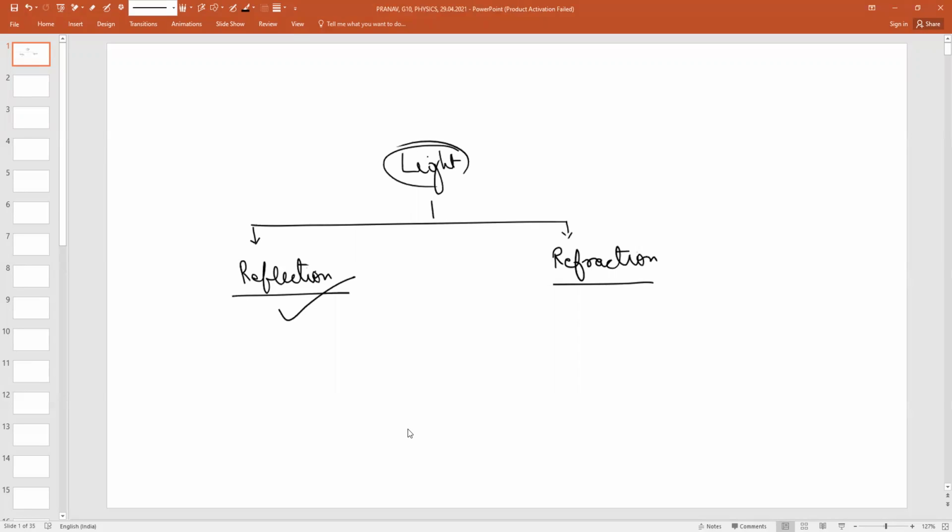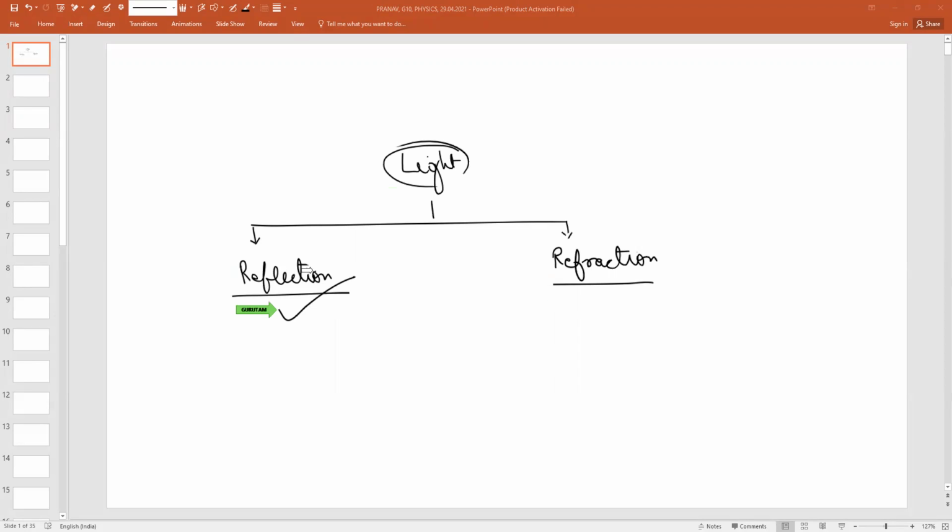So in grade 10, we have to study light in two parts. One part is reflection and one part is refraction, right? So the light is divided into two parts, reflection and refraction. I will take each of them one by one, so no need to worry.